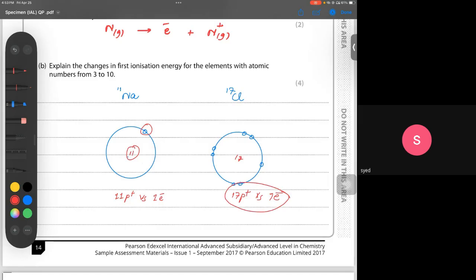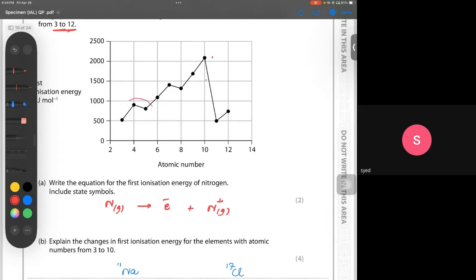So of course, if you are going across the period, first of all, the size decreases. Nuclear charge increases. So the outer electron would be strongly attracted to the nucleus. More energy would be required to remove an electron. That's why the ionization energy generally increases from left to right. But why is this so?